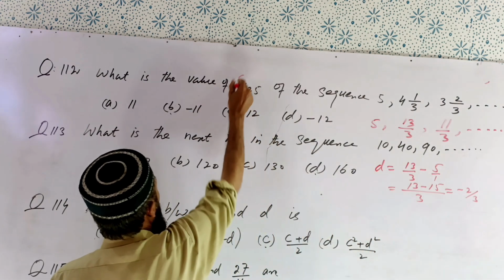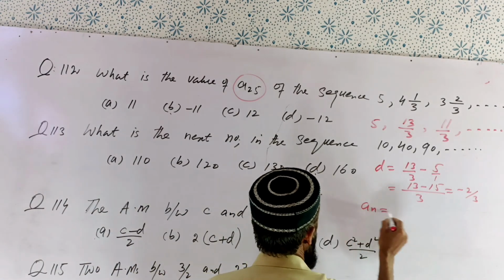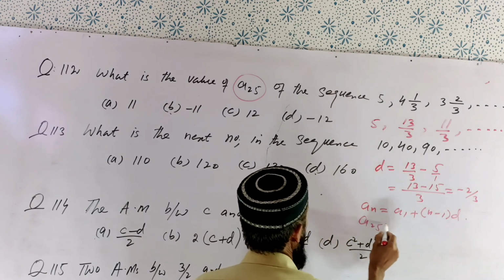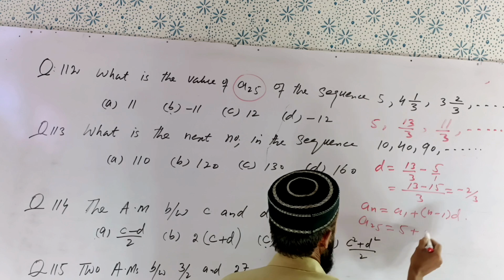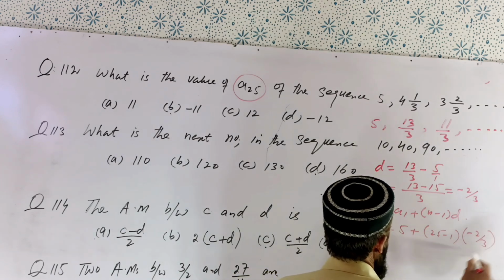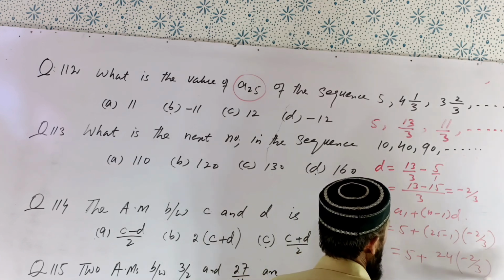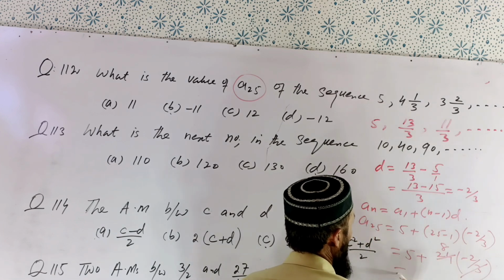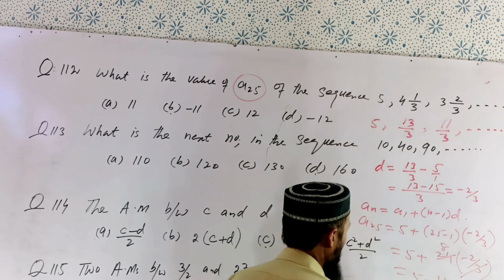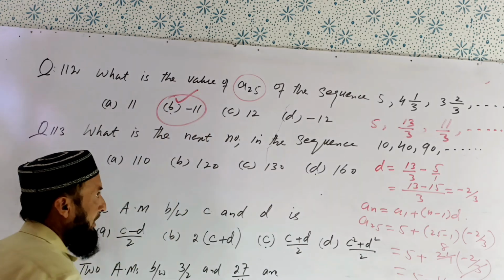So the value of a25 is required according to the formula: a25 is equal to a1 plus (n minus 1) d. If we put 25, a1 is equal to 5 plus (25 minus 1) and d is equal to minus 2 divided by 3. So 5 plus 24 times minus 2 divided by 3, 3 multiplied by 8. So we get 5 minus 16 is equal to minus 11. Minus 11 is the correct option. B is the correct option.